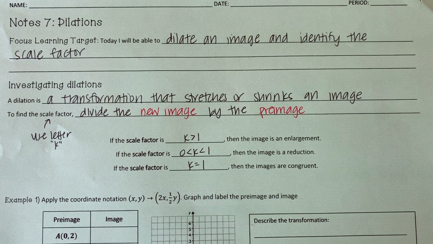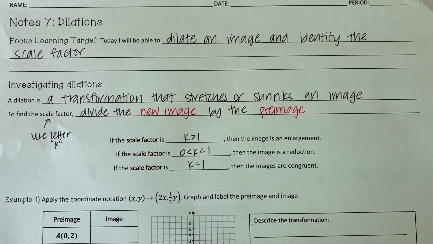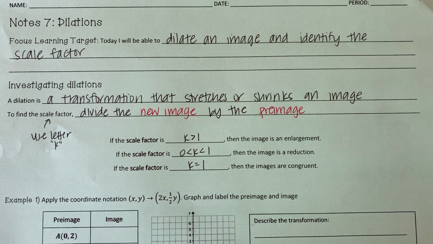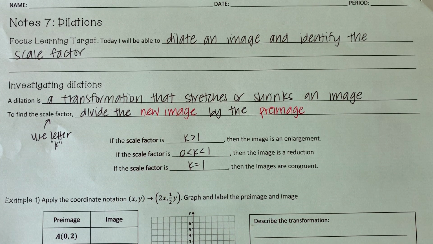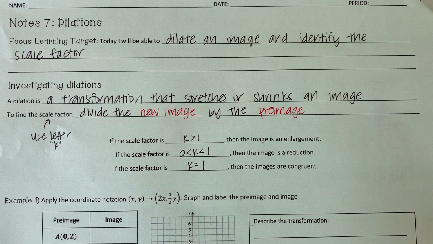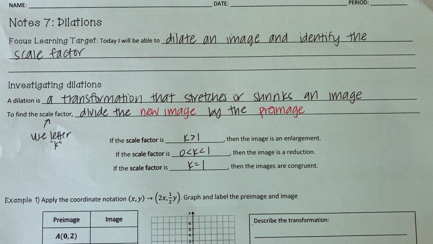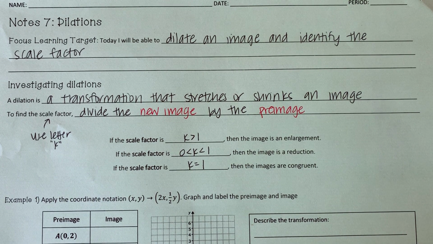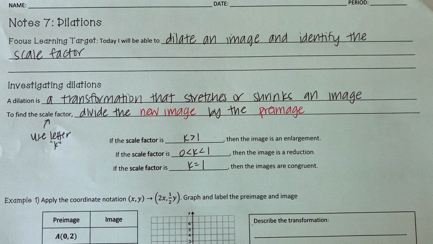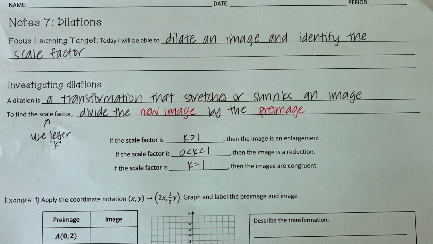So first, let's go ahead and define what a dilation is. It is a type of transformation that stretches or shrinks an image. So it makes an image larger or smaller. And then to find the scale factor, we actually use the letter K, like how we use M for slope, we use K for scale factor. To find the scale factor, you divide the new image by the pre-image. So the new image always goes on top, the pre-image always goes on the bottom. I'll explain more what that means later.